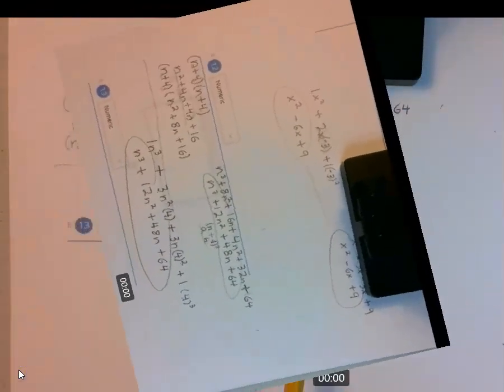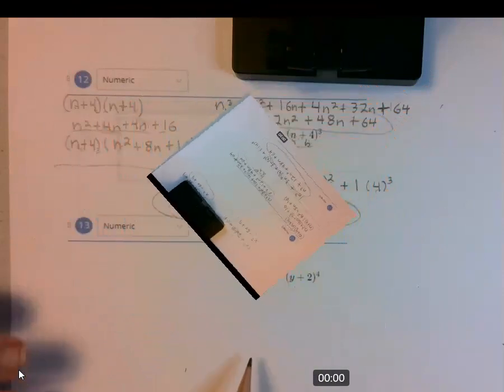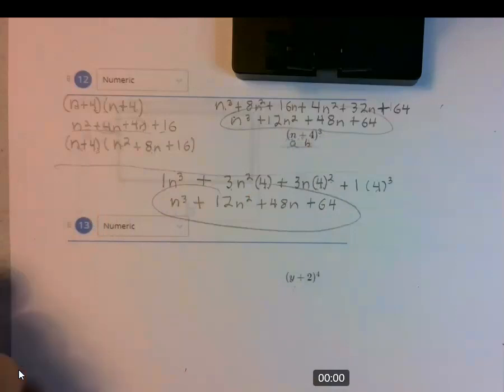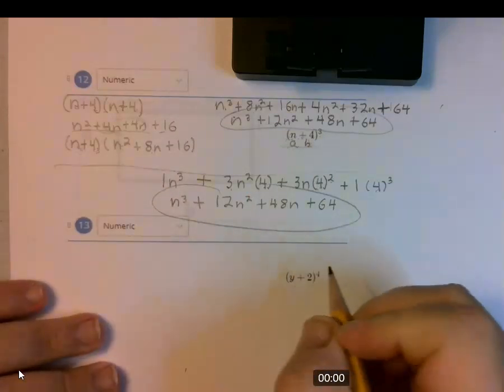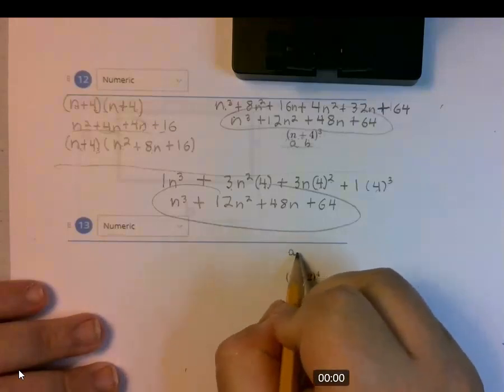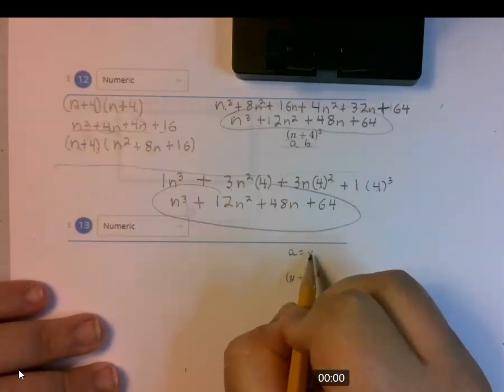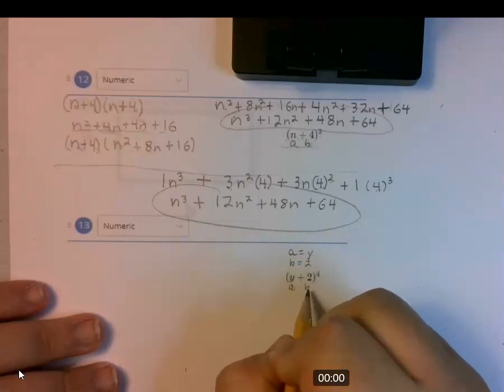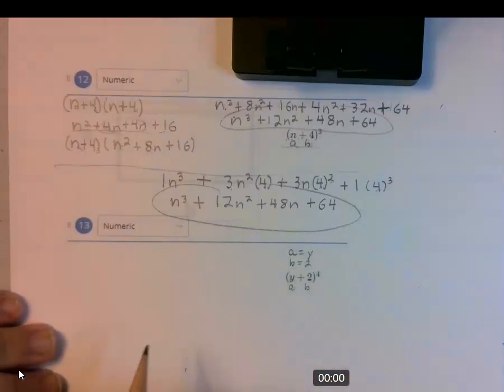Okay, now we have y plus 2 to the fourth, and we're going to just do this the Pascal's triangle way. I don't want to do that again, okay? And so that would be even an additional step because it's to the fourth power. So a is going to equal, in this case, y, and b is going to equal the 2 there. There's the a, there's the b. Okay, see how fast you can do this one.